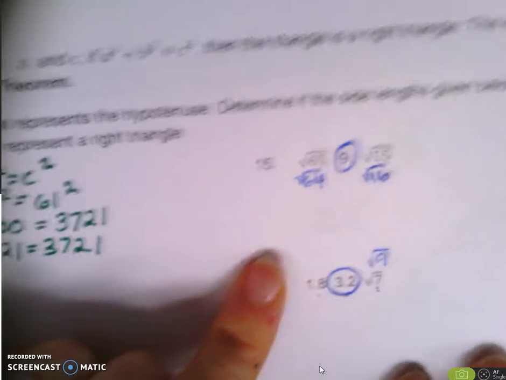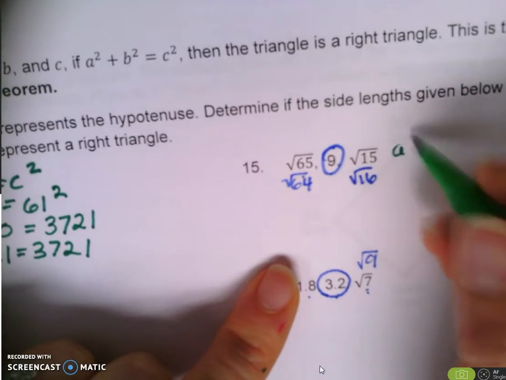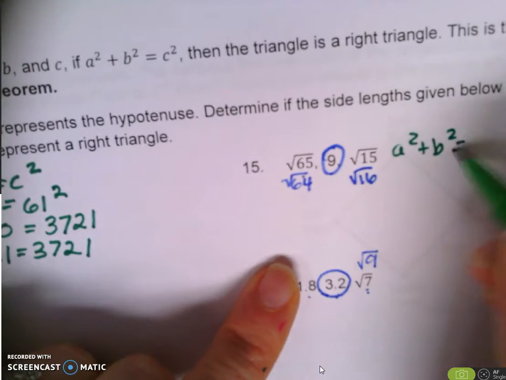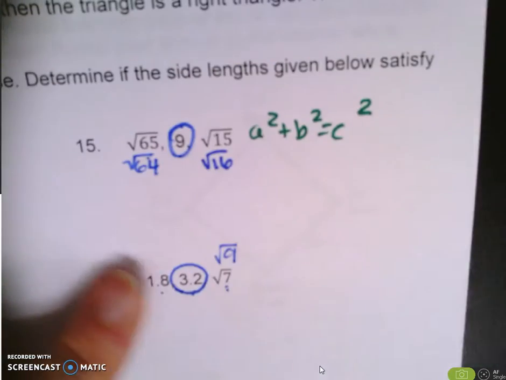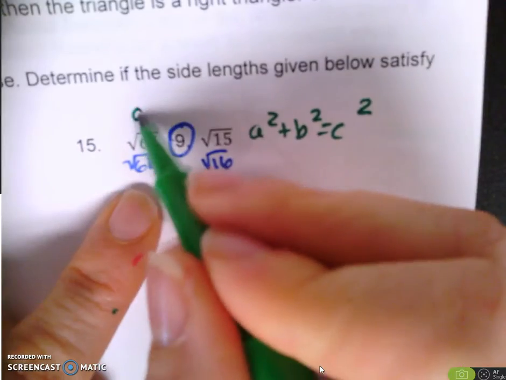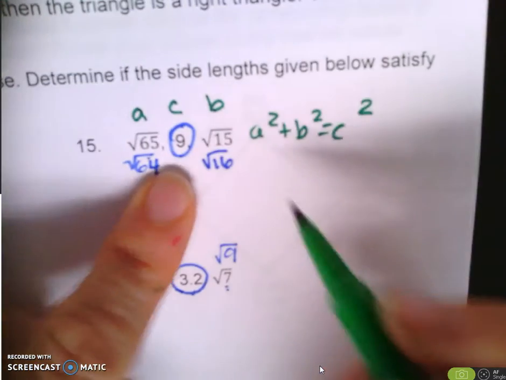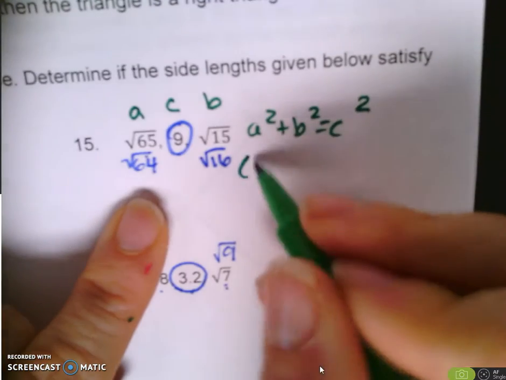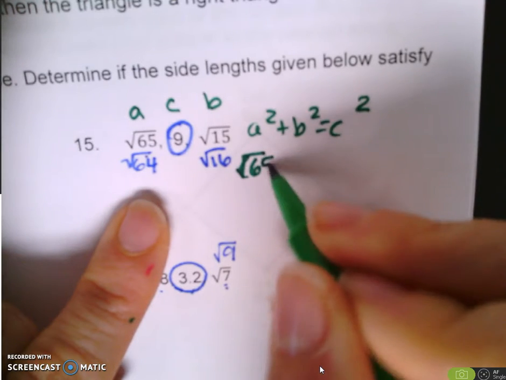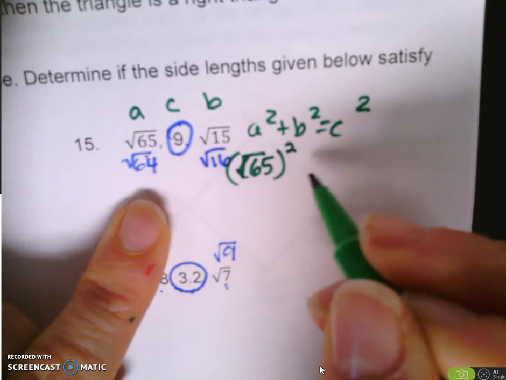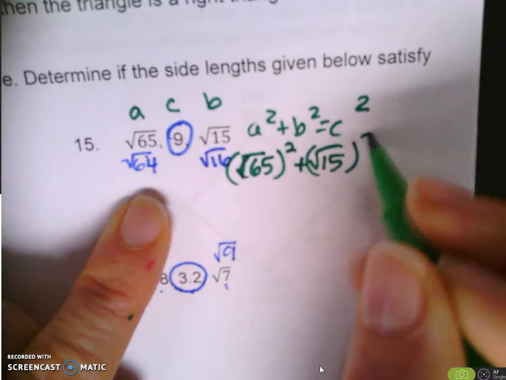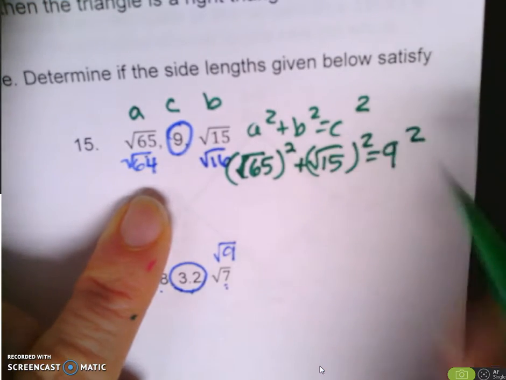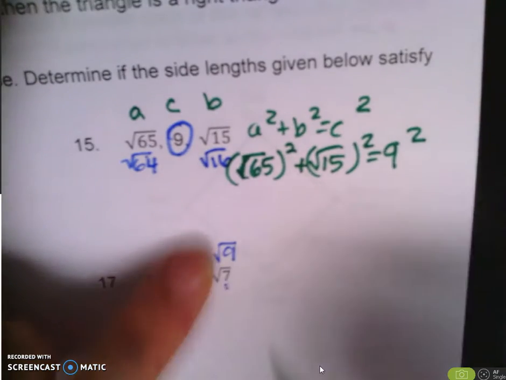Number 15. a squared plus b squared equals c squared. If this is true, then this is indeed a right triangle. Okay, so let's go a, c, b. Since I know c, I circled earlier. Radical 65 being squared plus radical 15 being squared equals 9 squared. If this is true, it's a right triangle.